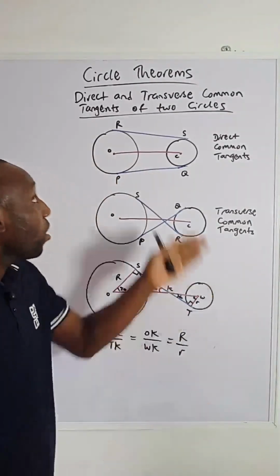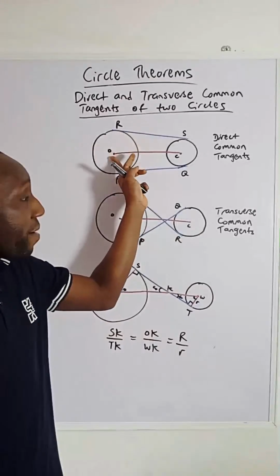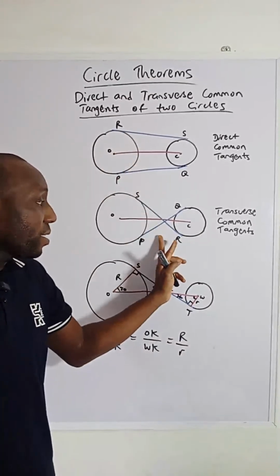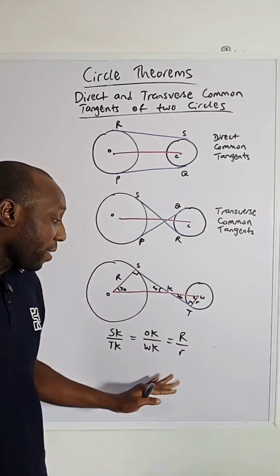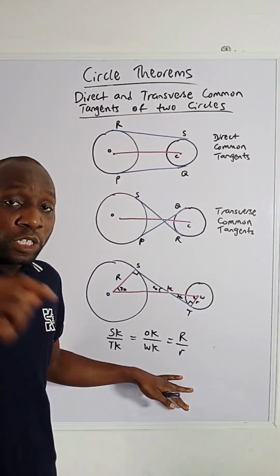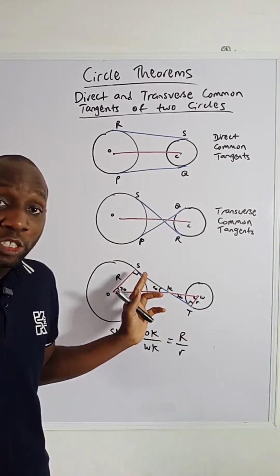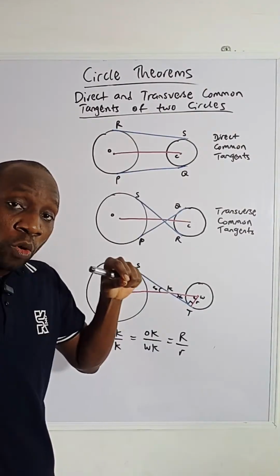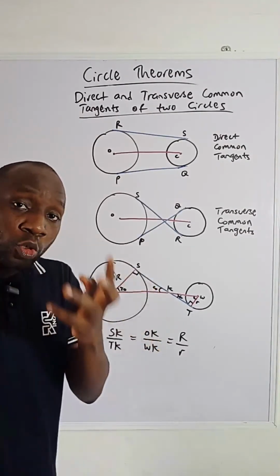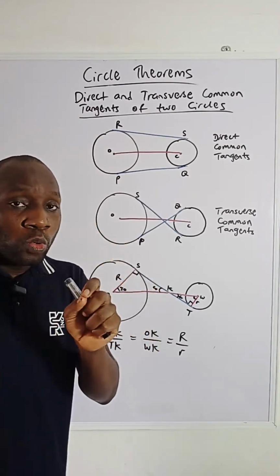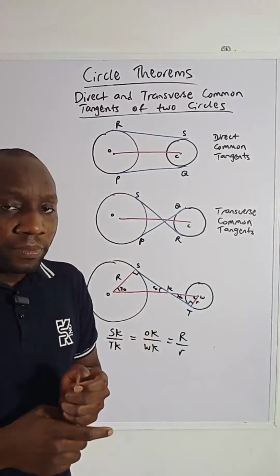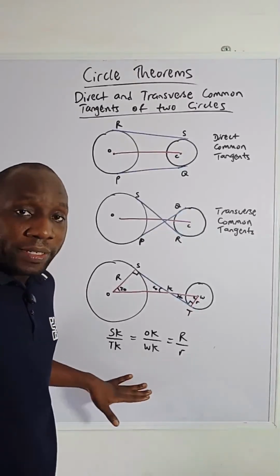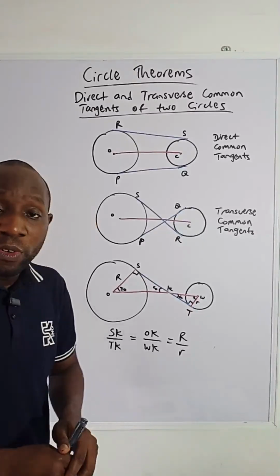So I've been able to explain all these now. This is direct common tangent of two circles. This is transverse common tangent, and this is the ratio of their corresponding sides. Because when you have a transverse tangent and you have a line joining the centers of those two circles, you will have two similar right angle triangles, and the ratio of the corresponding sides will be equal as you have right here. If you have any question, ask before we move on to the next aspect.